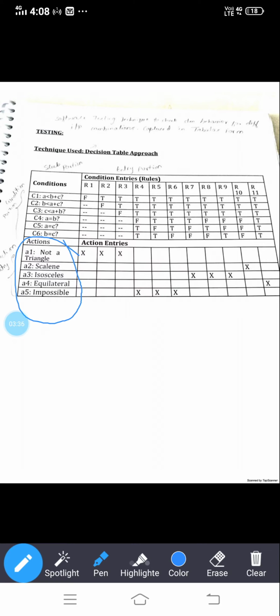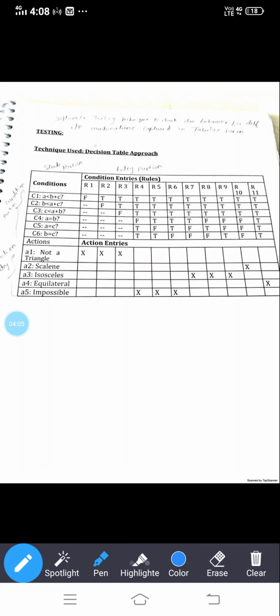The action is: triangle cannot be formed. When those three conditions C1, C2, C3 fail, the triangle cannot be formed. That is one of the actions, so you have to write that. If all three conditions pass, what kind of triangle is going to be formed? That is scalene, isosceles or equilateral. Those three. Then the impossible condition as well. This much you have to write. Understood? For particular conditions, what action is going to take place depends upon the program.